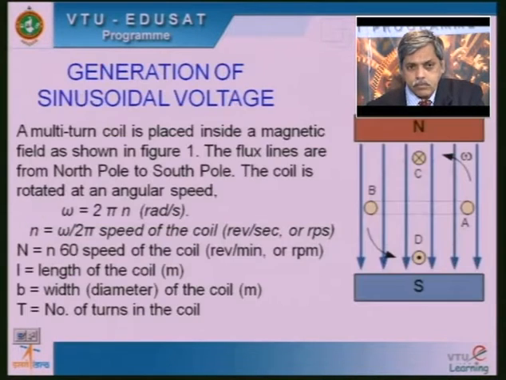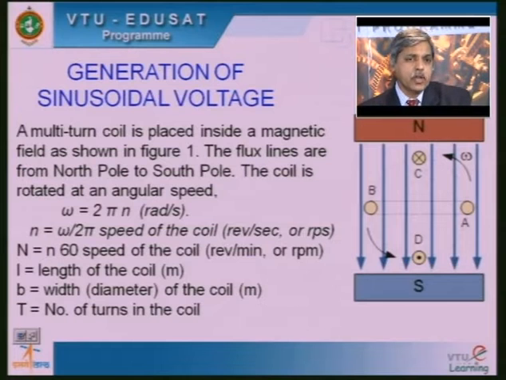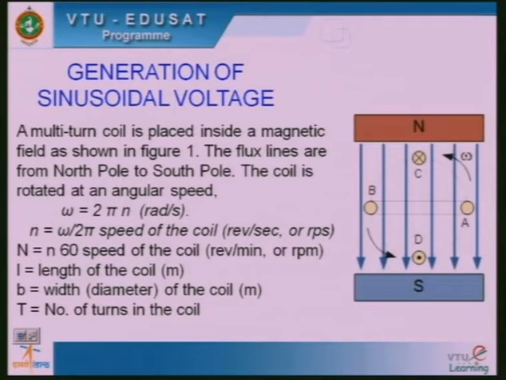See, the generation of sinusoidal voltage we do like this. We take a multi-turn coil. We place this coil in the magnetic field produced by either permanent magnets or by an electromagnet. The flux lines for this magnetic field will be from north pole to south pole. And the coil we are placing in the magnetic field will be rotated at an angular speed of omega equal to 2 pi N radians per second.